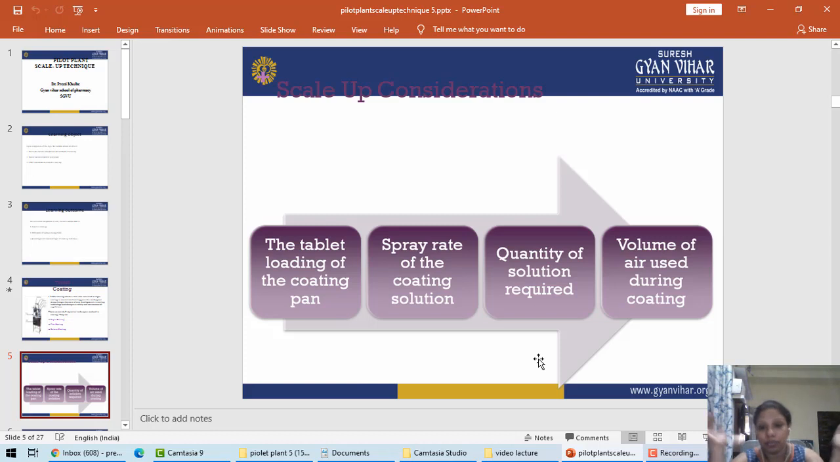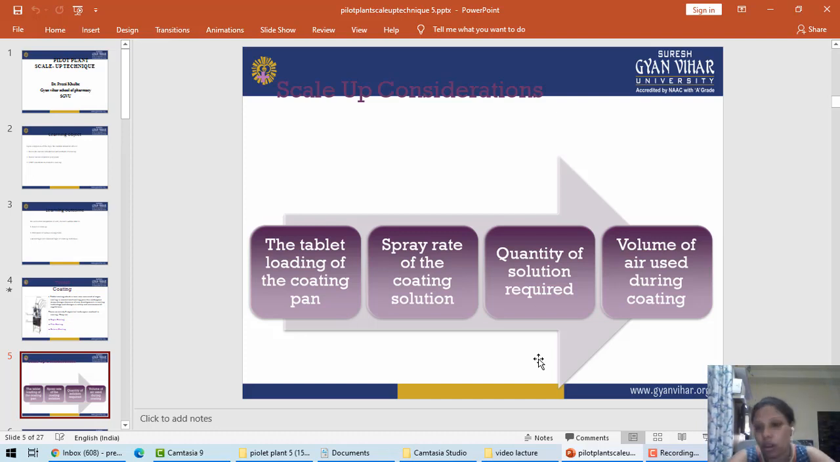So the quantity of solution totally depends upon the type of product you are taking, and the type of coating also, that the quantity of solution is required. So you have to optimize the quantity of solution so that the proper coating may occur.